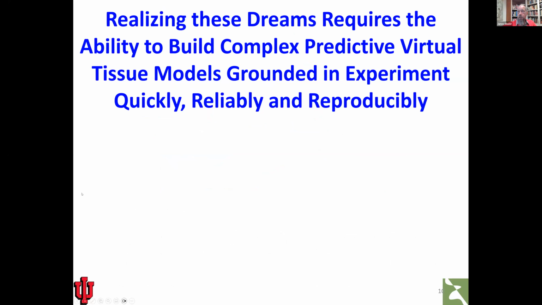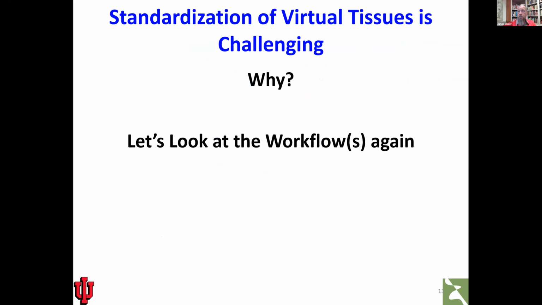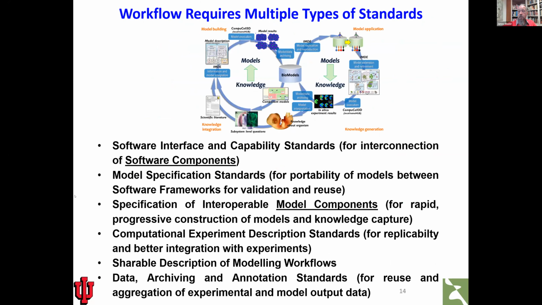We want to be able to build virtual tissue models, multi-cell models, quickly that are grounded in experiment. That means we need standards, and it's not easy to do. TJ's talked about the issue of software interface and capability standards. Perhaps today it's better for me to focus in the limited time we have on model specification standards. In particular, I think the key, and this is something that is still not a solved problem even for network models, is the specification of interoperable model components that allow you to reuse elements of a model again and again.